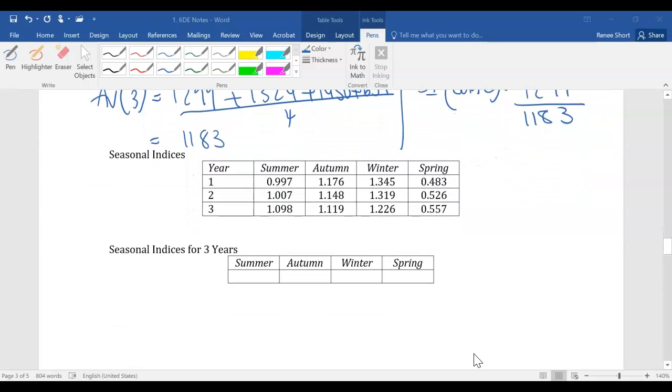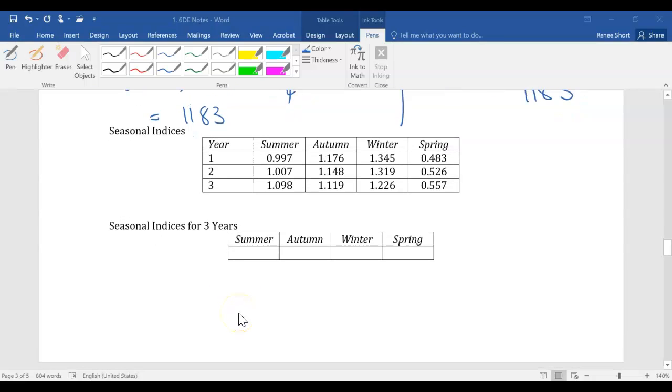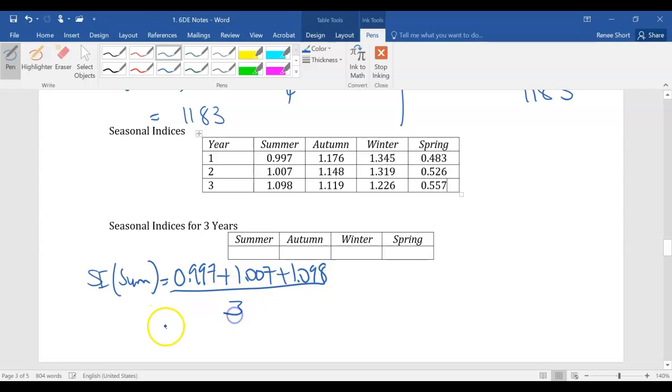Now, our final step then is to find the seasonal indices for the 3 years. What we have in this table is the seasonal indices for each quarter for each year. And so for us to get the indices for the 3 years, we need to get the average for each quarter. So what that means then is that my seasonal index for summer comes from taking that 0.997 plus 1.007 plus 1.098 and dividing that by 3.